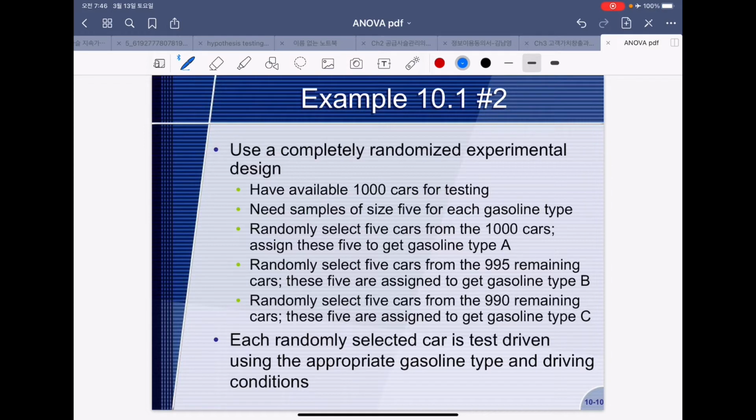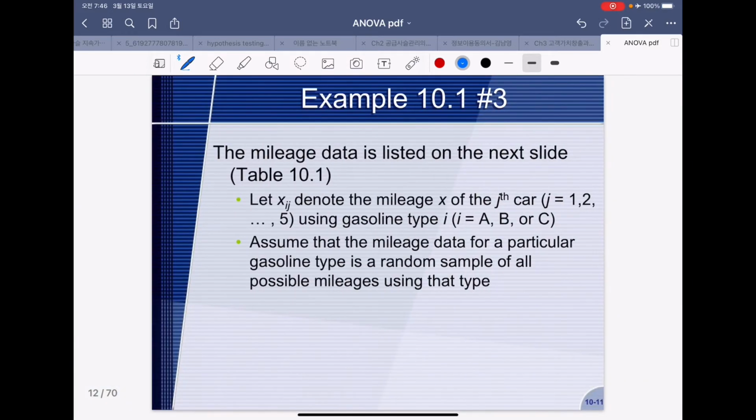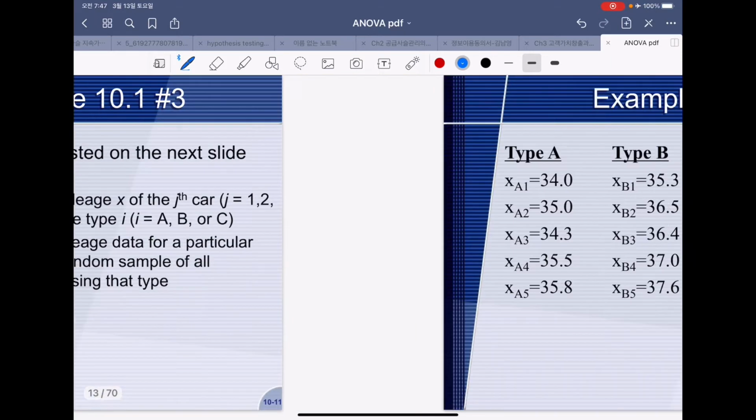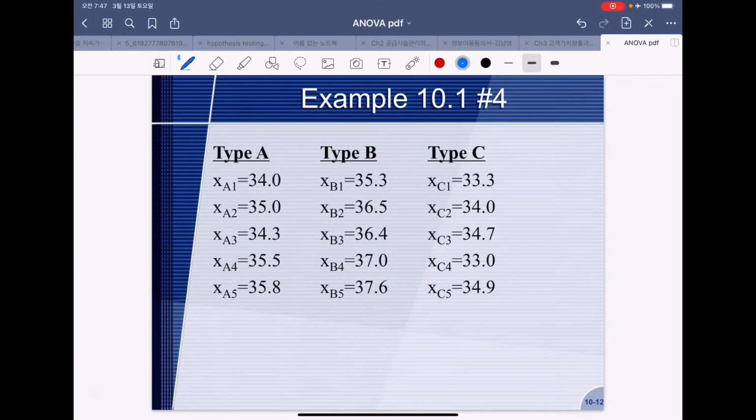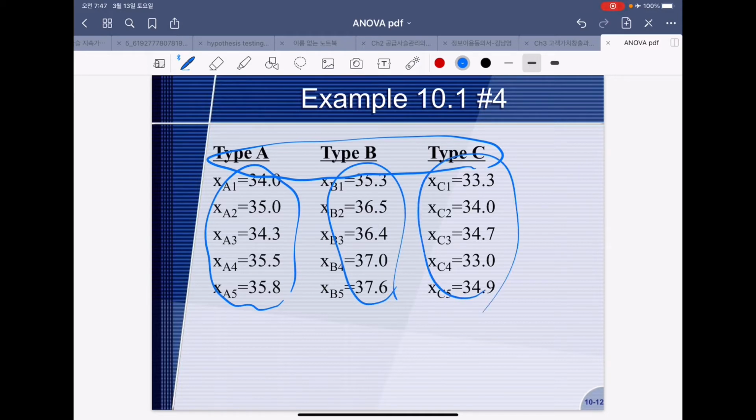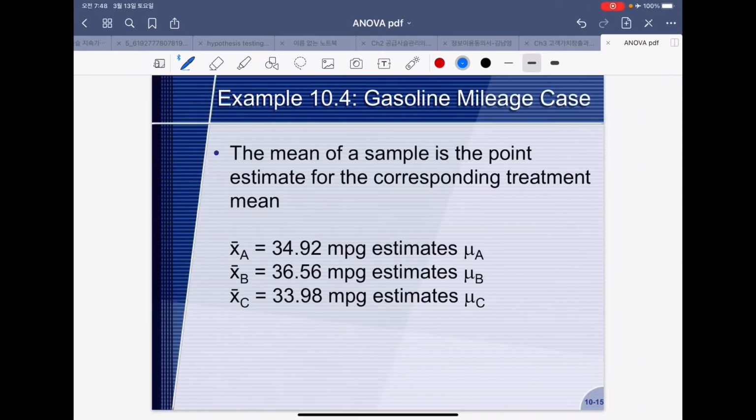And then the cars are test driven, and you get the mileages. So these are the results from the experiment. This is called the treatments: we have 3 types of gasoline, and from 5 cars for each type of gasoline, you get the mileages. These are called the responses. So from this experiment, you want to know whether there exist differences among these 3 groups in terms of the mileage.